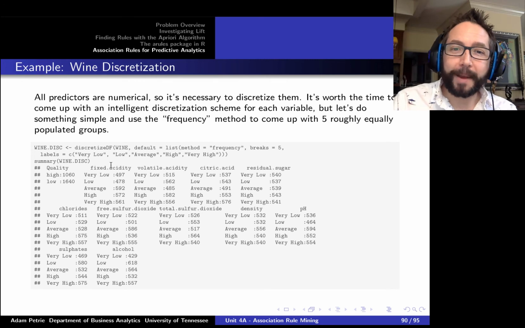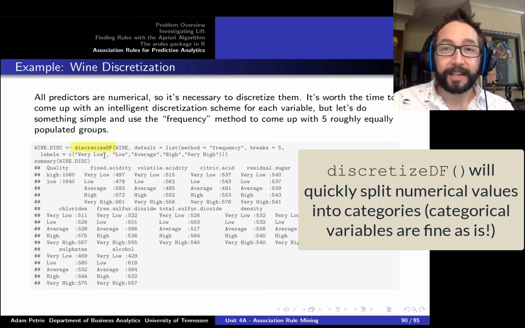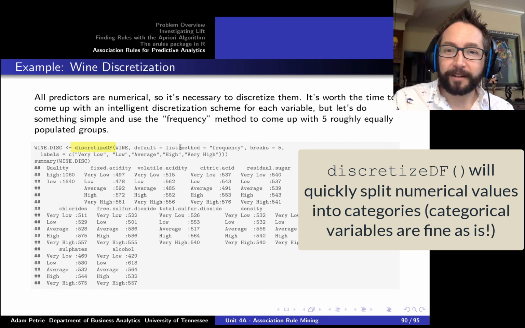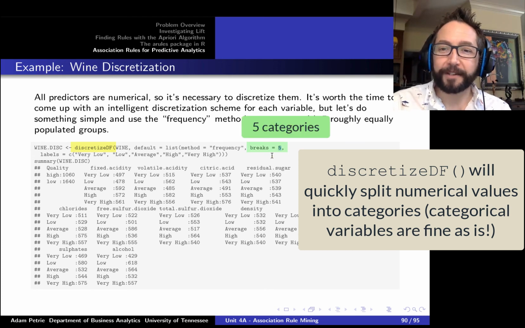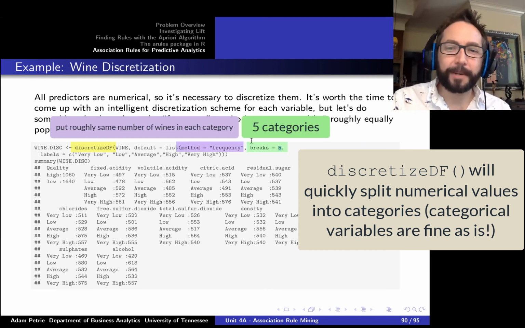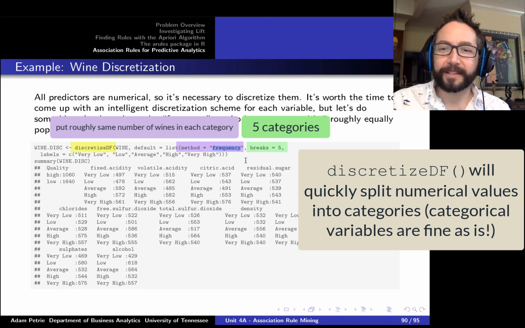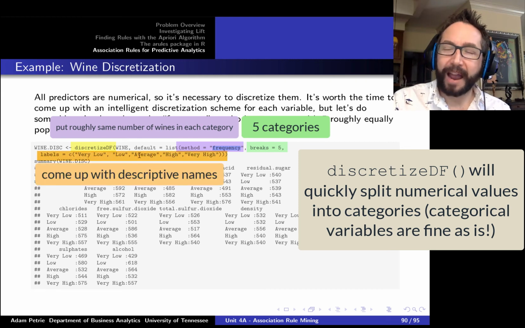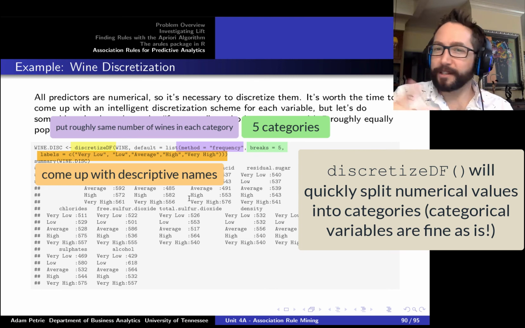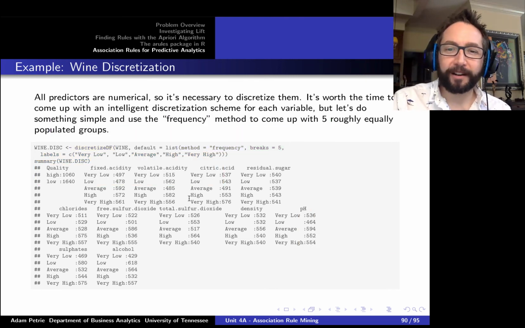So in the arules package, there's a fantastic command called discretize_df that'll take a data frame and automatically come up with categories for all of the numerical predictors. Here, with this argument, I'm taking each numerical variable and coming up with 5 different categories with roughly the same number of wines inside each one of them. That's this method equals frequency. And I'm going to name those categories very low, low, average, high, and very high. So if I take a summary, here's the distribution of categories across all those chemical characteristics.